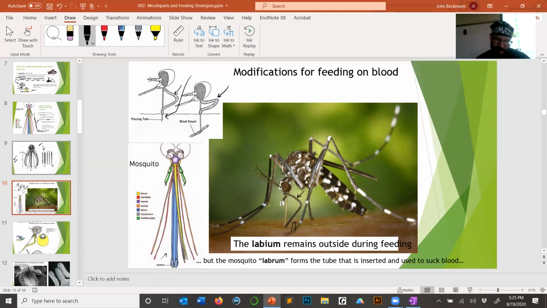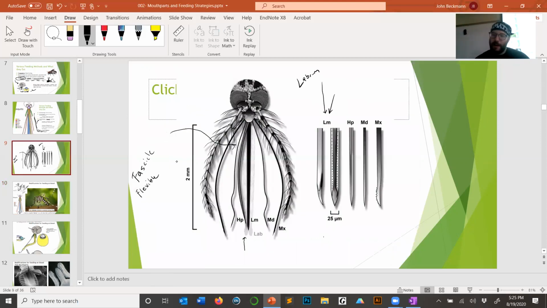But before it sticks in the labrum, there are these stylets, the mandibles and the maxillary stylets. In mosquitoes, these face parts have evolved to become sharp, thin little blades. And the maxillary stylets are actually serrated.